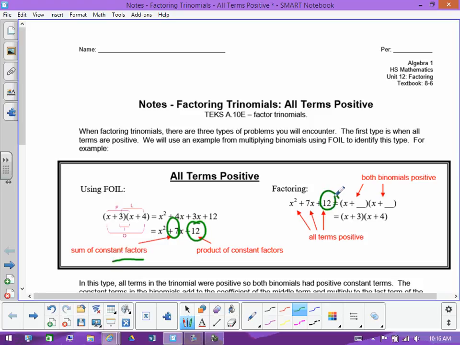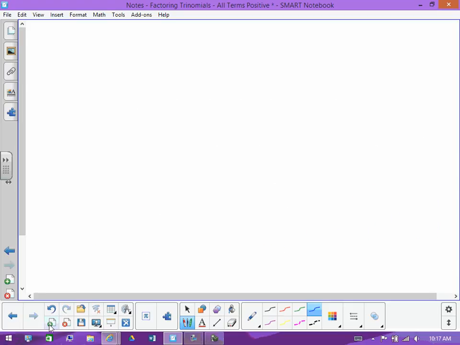We're going to start with the 12, and list out factors of 12. And we're going to pick the ones that add up to our middle term. That's where they get the 4 and the 3. Okay? So on your paper, you can either do it underneath that box, or you can do it on the back. I want you to write this example.